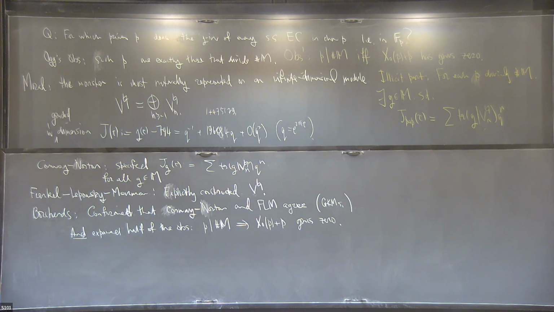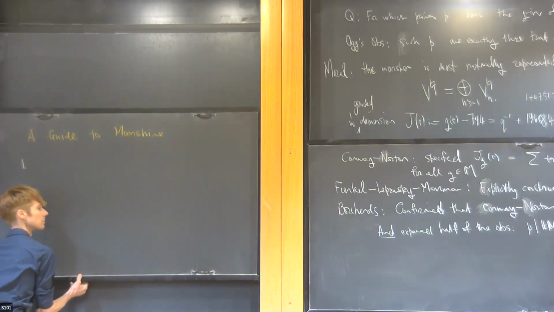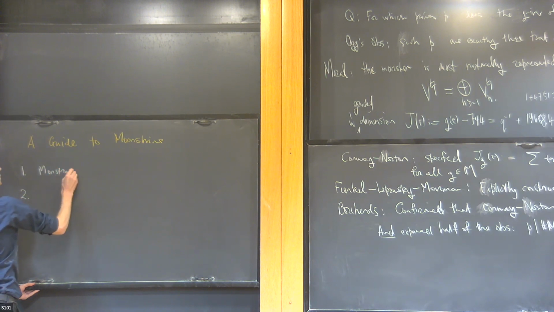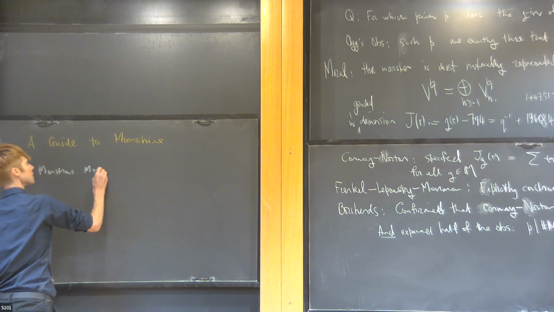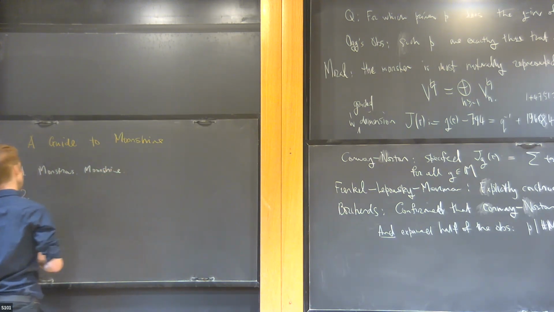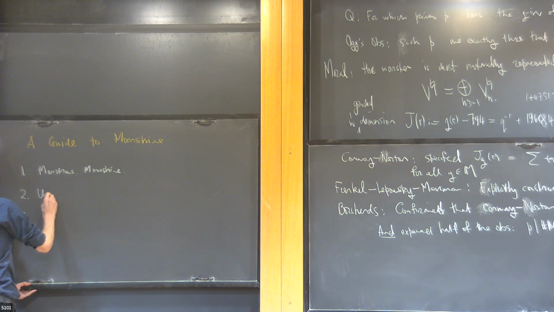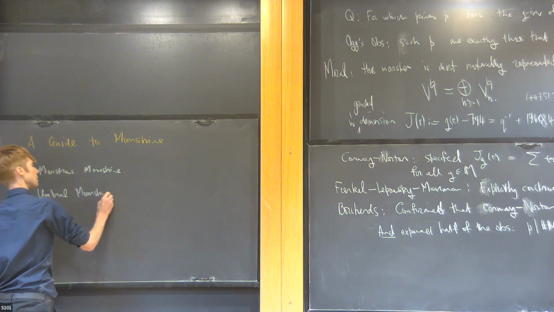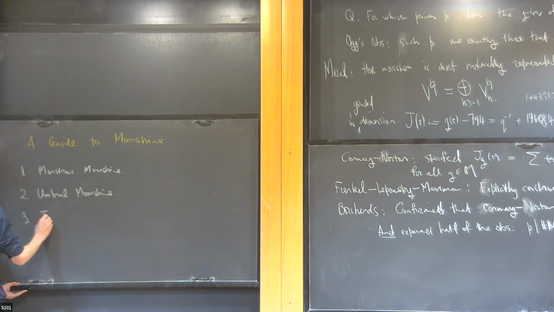Okay, so there are three parts to this talk. The first part is monstrous moonshine, and we've just completed it. The next part concerns Umbral moonshine. Then hopefully there'll be time to say something about Torsion again.